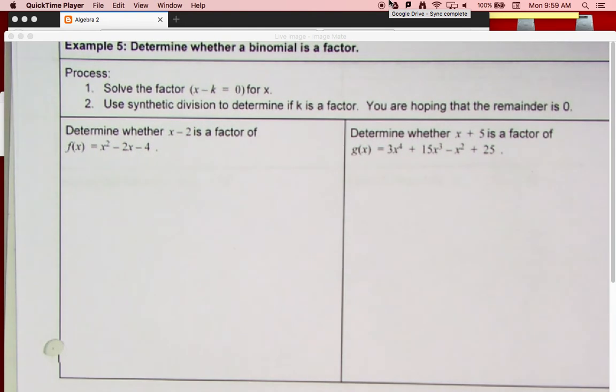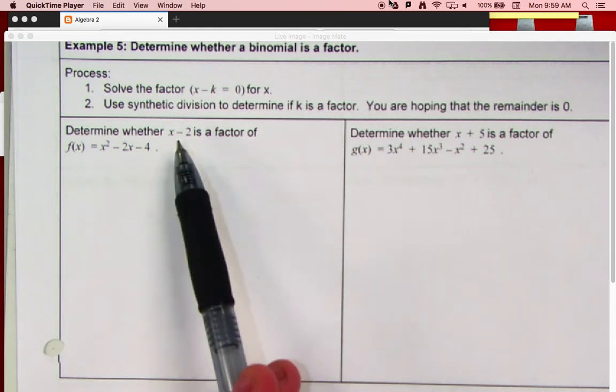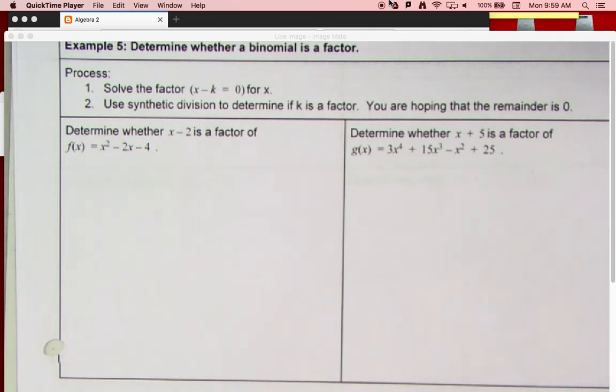Alright, hello again everybody. So the last thing we want to show you from this section is this example right here, which is determining whether a binomial is a factor. So we've been dealing with a lot of things that are factoring, and what we're building up to is looking at if something is a factor. If it is a factor, how can we use synthetic division to factor our polynomial?